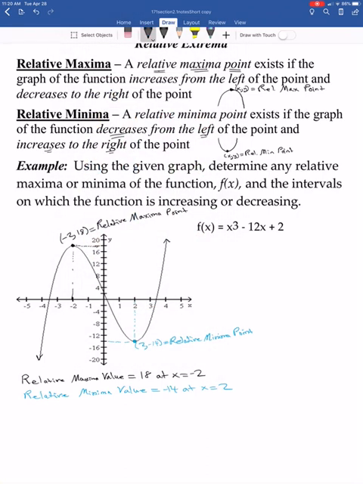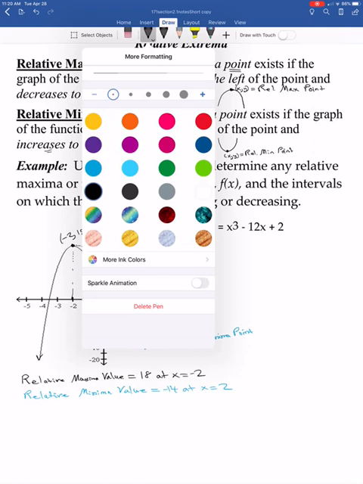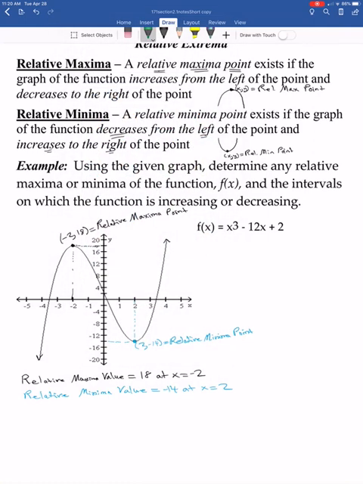So let's go ahead and observe that. So where is our graph increasing? Let's put our increasing interval down here. So we actually have 2 increasing intervals with this graph. All right, I'm going to go ahead and write those intervals.